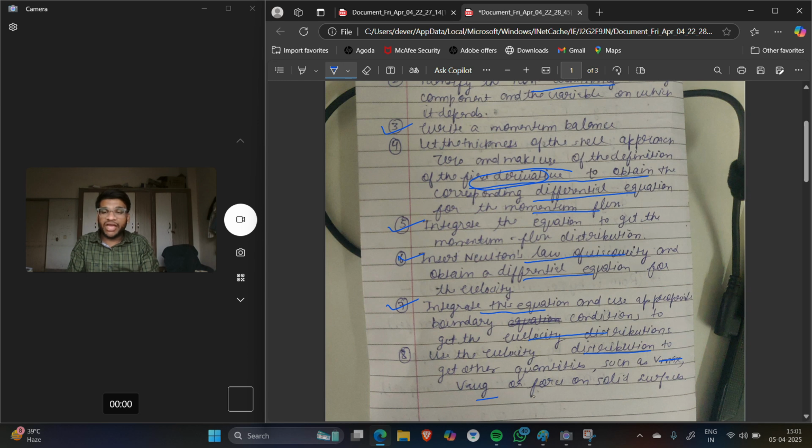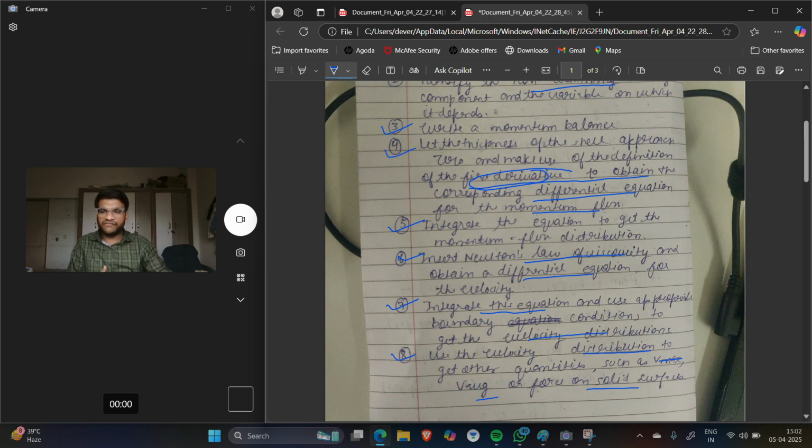V average means the average velocity of the fluid. Then force on the solid surface. So basically, when you go for practical applications, the more important parameters we need to evaluate are average velocity, maximum velocity, or the position of maximum velocity. But those parameters can be evaluated only when you have the velocity distributions or the flux distributions. So for evaluating those parameters, we first need to find the velocity distribution and the flux distribution. Okay. So that is why shell momentum balance is necessary.